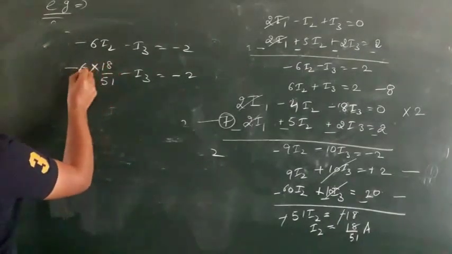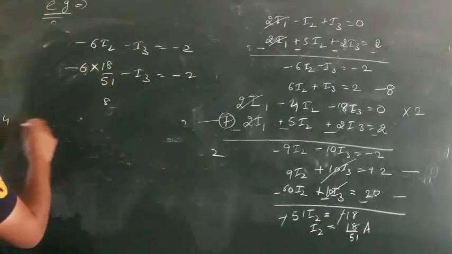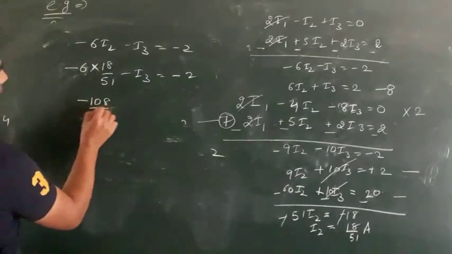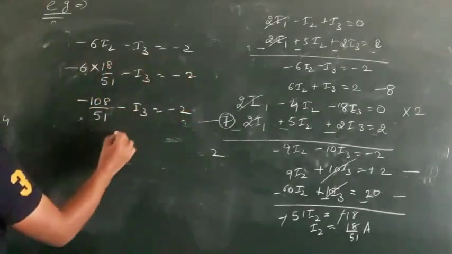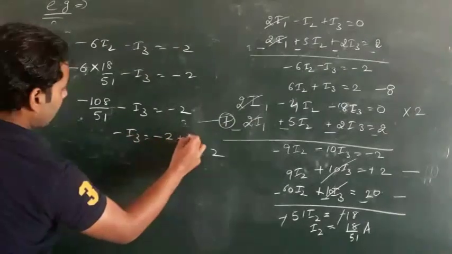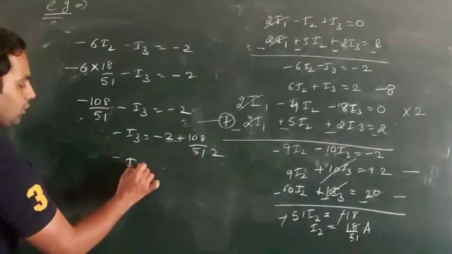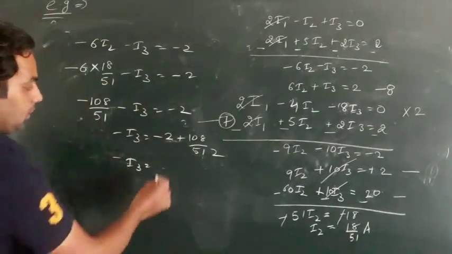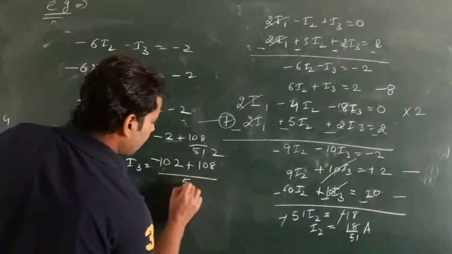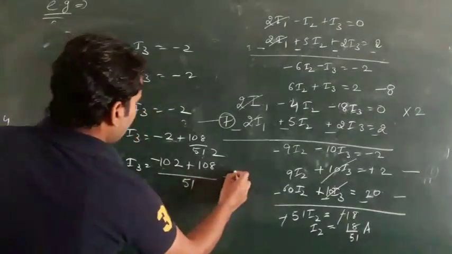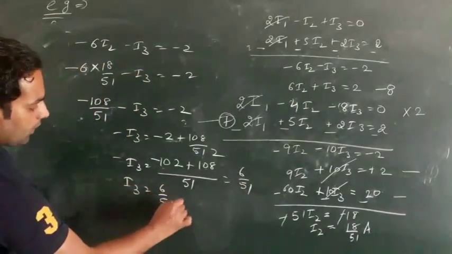Here 6 times 18 comes out to be 108. Divided by 51, minus I3 is equal to minus 2. Now take that term on the other side. So minus I3 is equal to minus 2 plus 108 divided by 51. Take the LCM of it. So I3 is equal to, 51 into 2 comes out to be 102, so minus 102 plus 108, divided by 51. Here comes out to be 6 by 51. So I3 comes out to be 6 by 51 ampere.